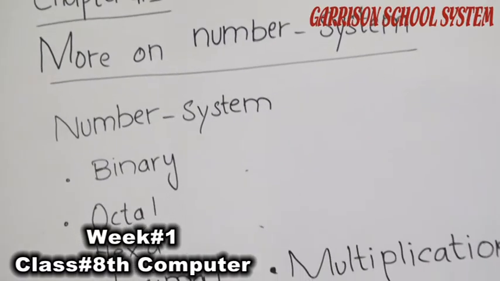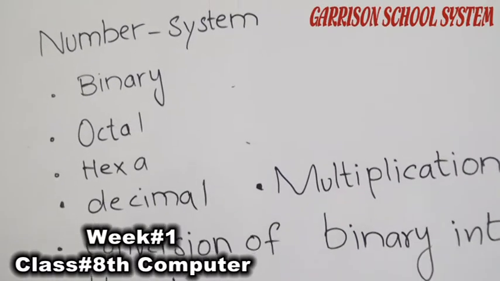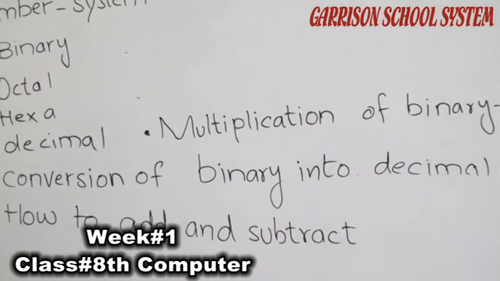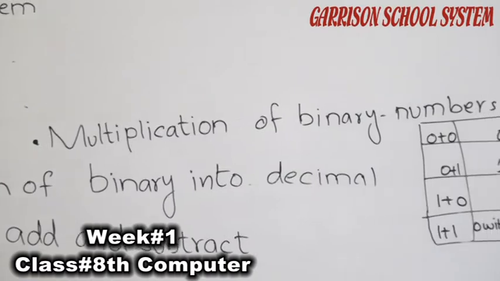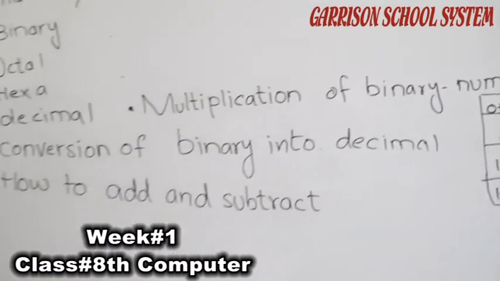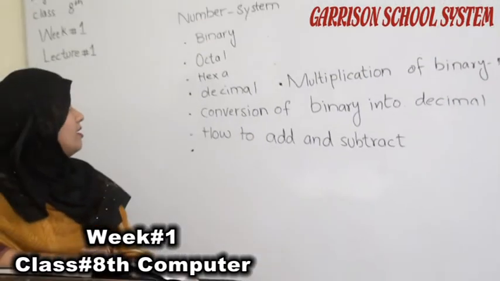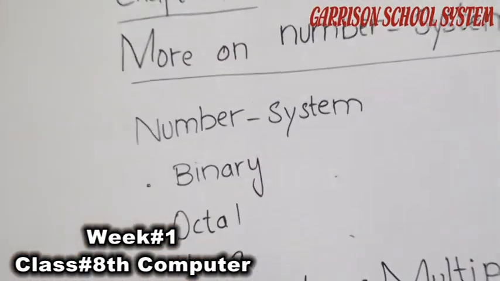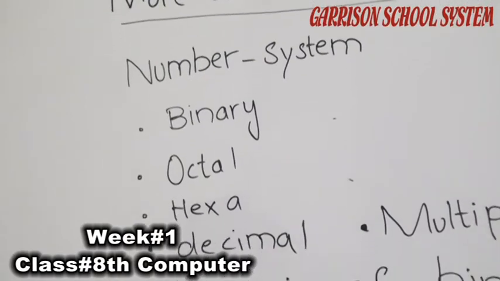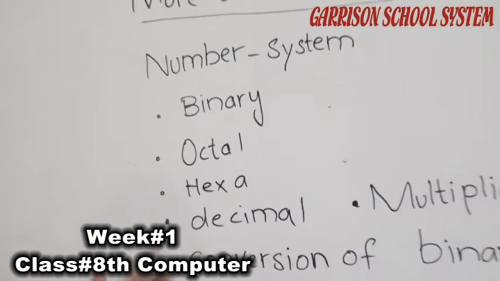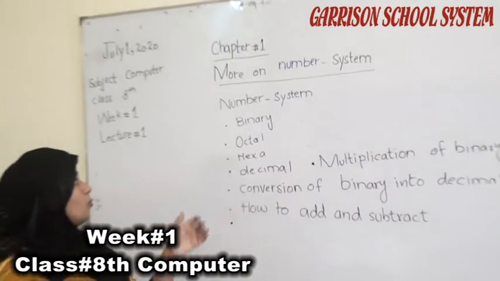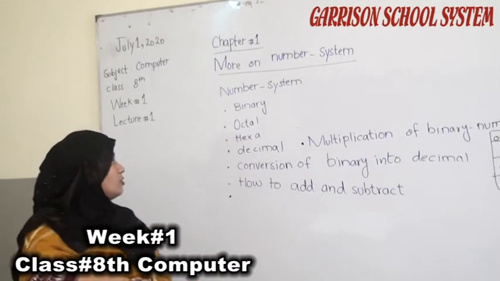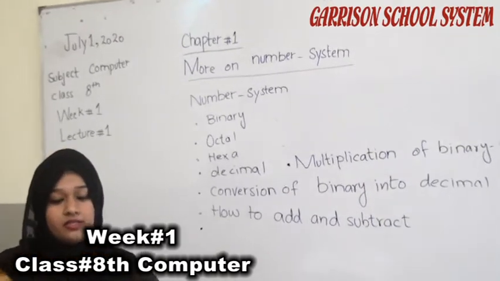We know that different number systems are used to represent the same meanings, numbers or letters in different ways. In this unit, more on number system, we will learn the binary number system, octal number system, hexa number system. Basically, these are the types of number systems. One is binary, second is octal, third is hexa, and fourth is decimal number system.